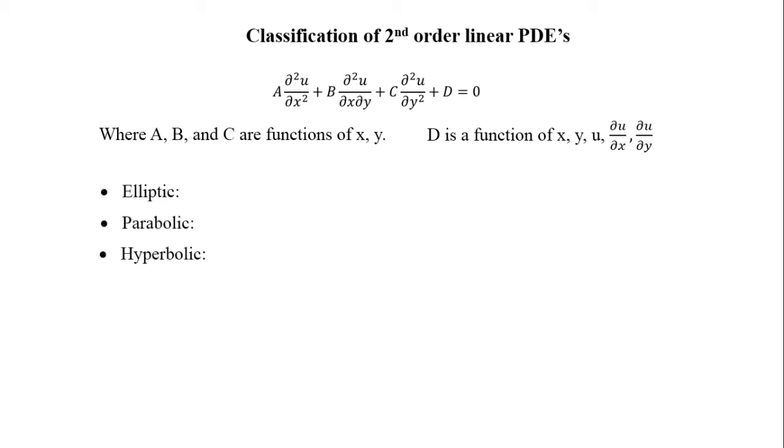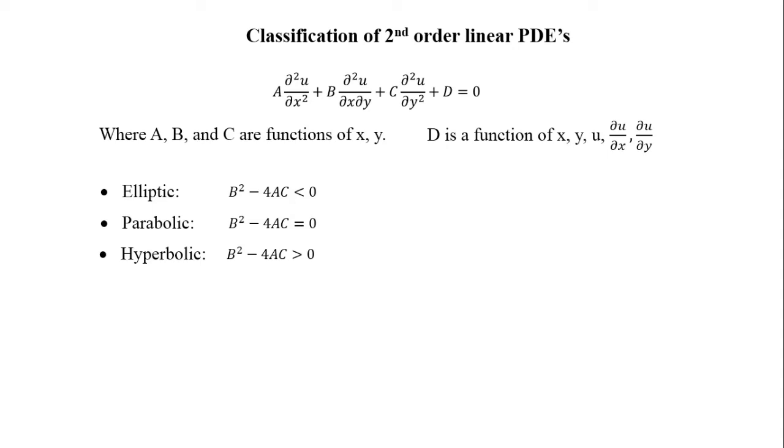The second order linear partial differential equation can be classified as elliptic, parabolic and hyperbolic, and this classification is very much dependent on the values of a, b and c. The equation is considered to be elliptic if the value of b square minus 4ac is less than 0. If b square minus 4ac is exactly equal to 0, then the equation is called parabolic. And if b square minus 4ac is greater than 0, then the equation is hyperbolic. Let us understand this with some examples.